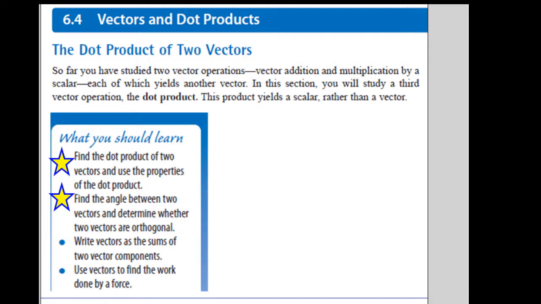So far you've studied only two vector operations, vector addition and multiplication by a scalar. So given a vector, you've been able to multiply in some number to either stretch or compress the vector. In this section, you'll study a third vector operation. It's called the dot product. It yields a scalar. A scalar is just a fancy word for a number, and it is not a vector.